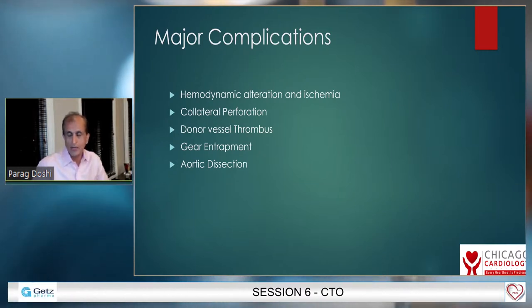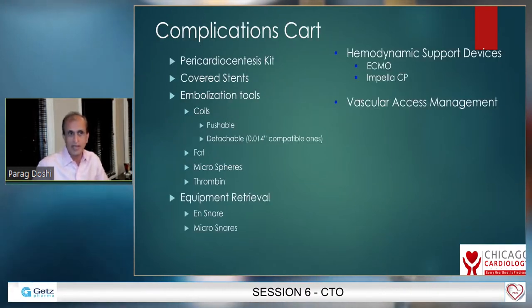You should proactively have a complication card for management. Some of the things you may need: a pericardiocentesis kit should be handy. Covered stents should be available in the lab. Embolization tools, such as pushable or detachable coils.